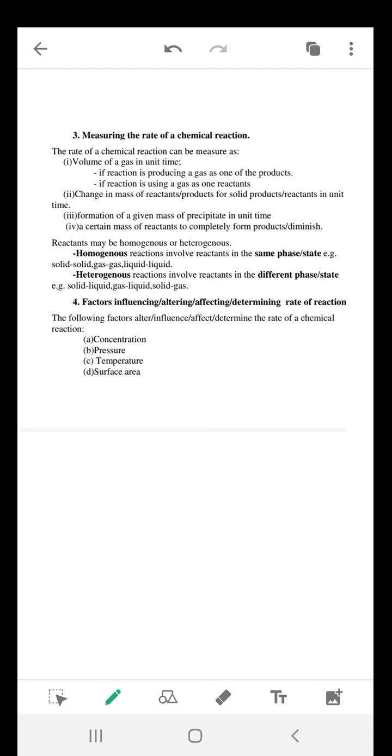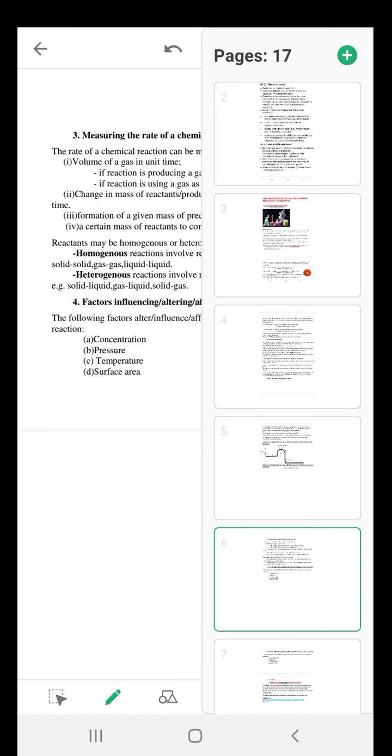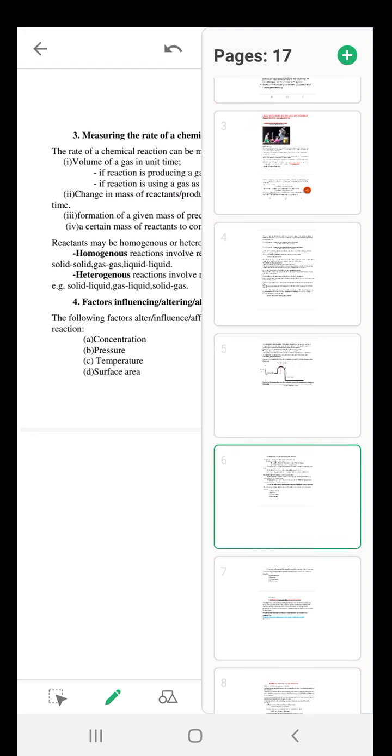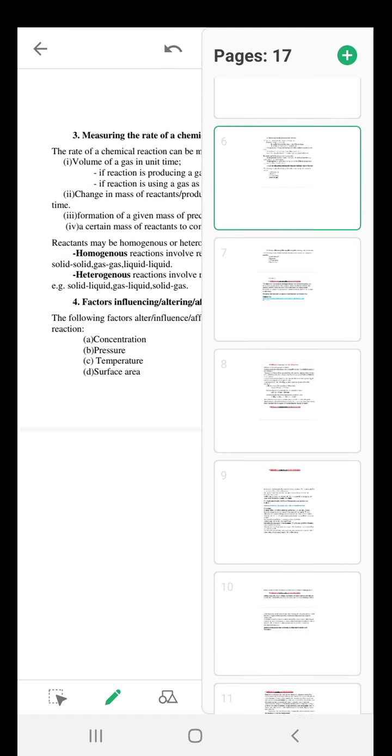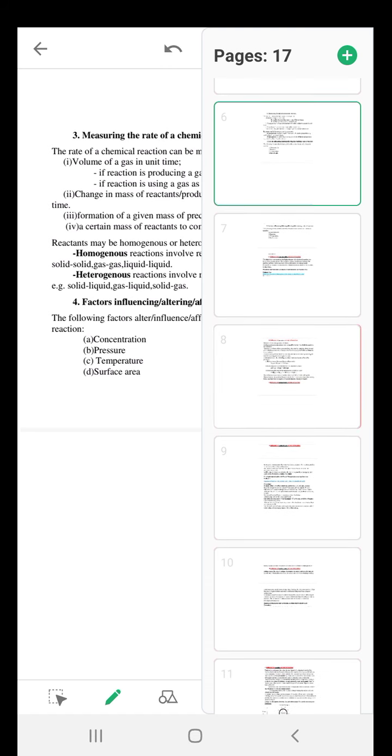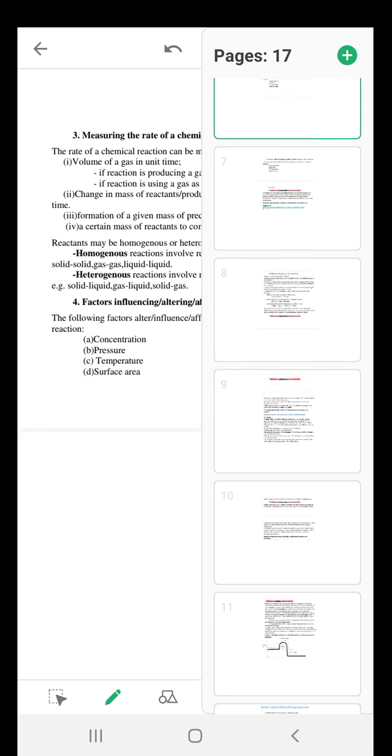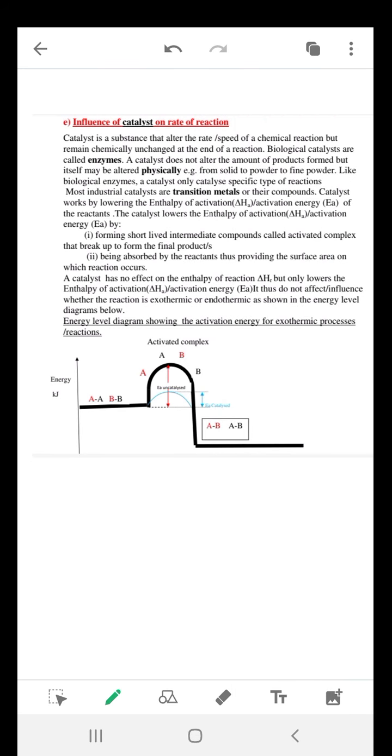So we looked at how each and every factor affects the rate of reaction or influences the rate of reaction. So we started with concentration. We explained how concentration affects the rate of reaction, how pressure affects the rate of reaction, how temperature affects surface area. Then the last thing we looked at is how the presence of a catalyst affects the rate of reaction. So on a catalyst, we said a catalyst only lowers the activation energy.